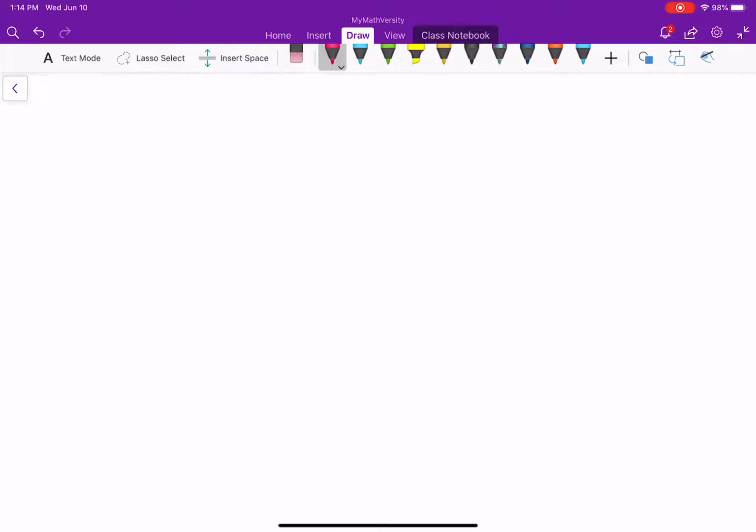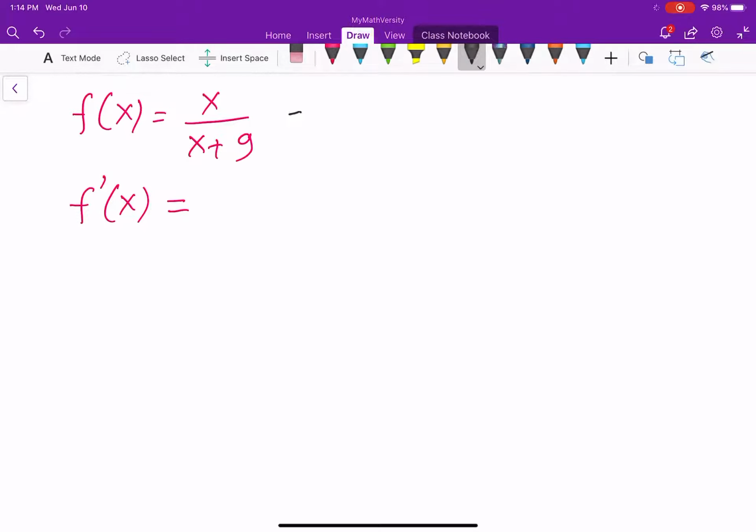Now let's assume f of x is given as x over x plus 9, and our goal is to find f prime of x. That means find the derivative of the given function with respect to x. To do that, since we have a function here in the quotient form, we can use the quotient rule.